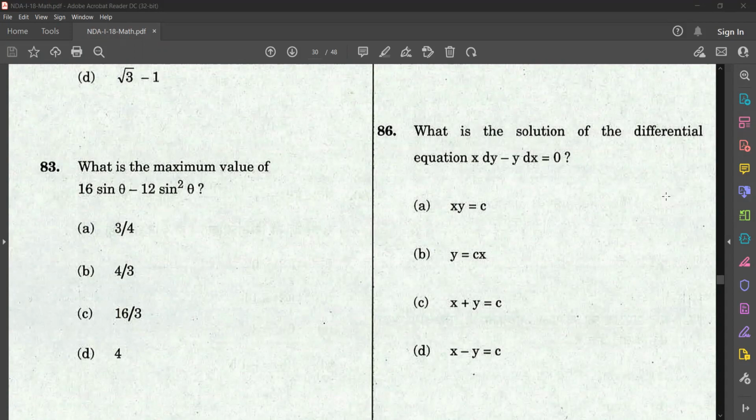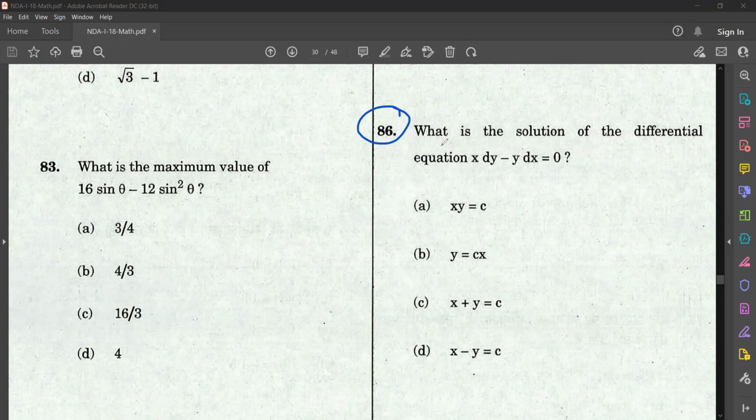What is the solution of the differential equation x dy minus y dx is equal to 0? So this is a question coming from the chapter differential equation, that is in your 12th standard, we are studying this chapter. Very direct question, you have to find the solution.